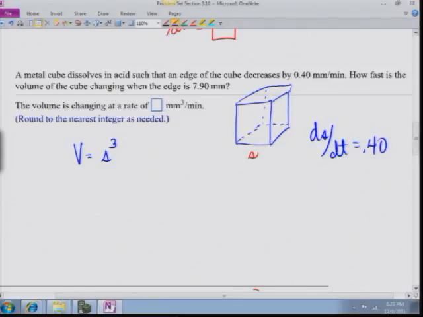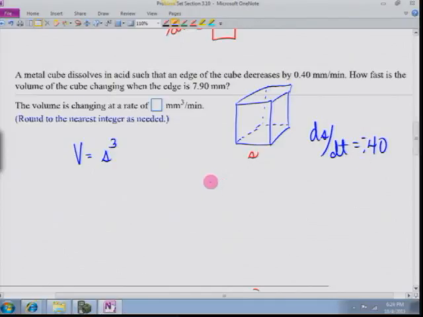And whenever something is decreasing, like if you have a snowball melting, if you have this thing decreasing because it's being eaten up by acid, does it make sense to make that negative? Because that side is getting smaller. If it were a balloon and it was being inflated, the volume would be increasing. That'd be a positive change. This is a negative. Okay, so we want to write that down.